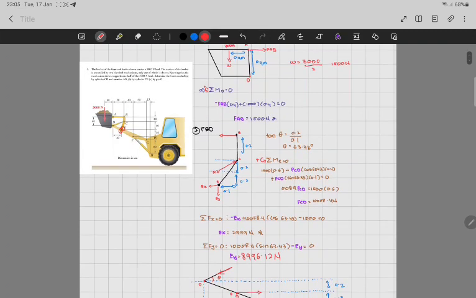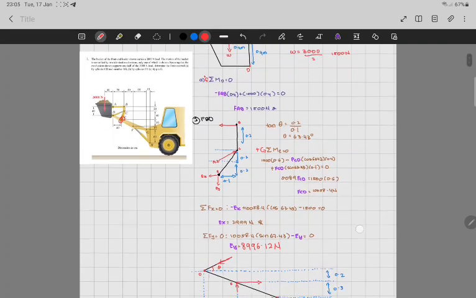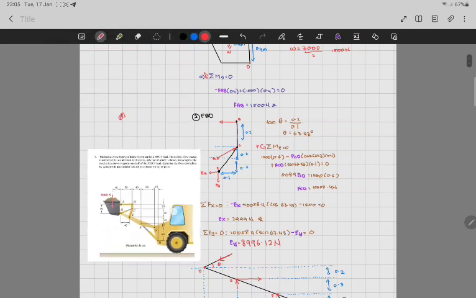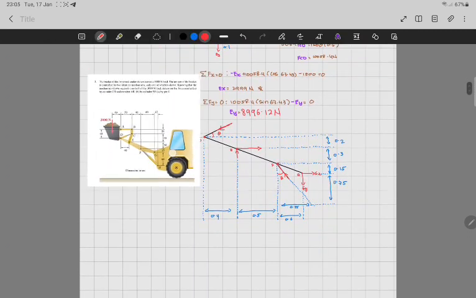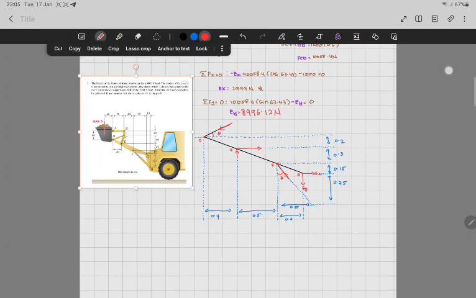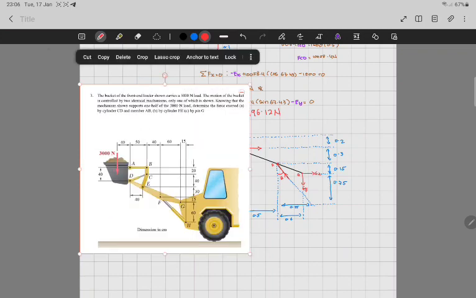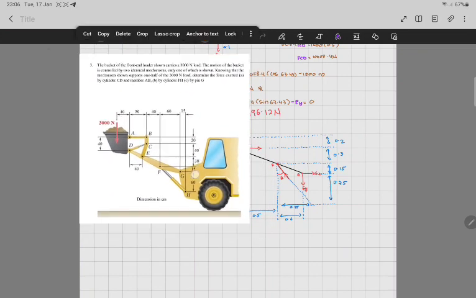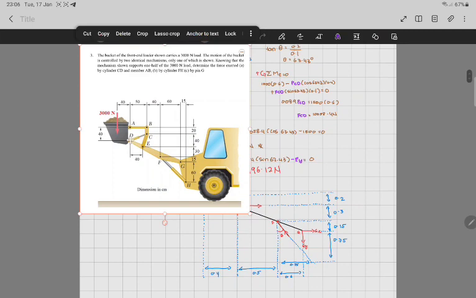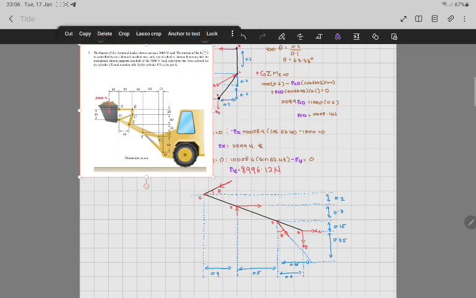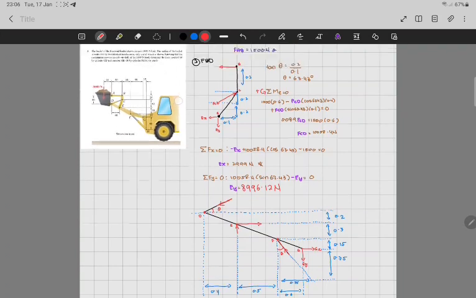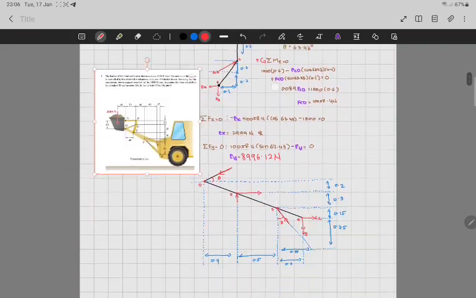for the member AB, cylinder by cylinder FH, by pin G. So we will be focusing on D, E, F, G. I have drawn the free body diagram and put the reaction force.